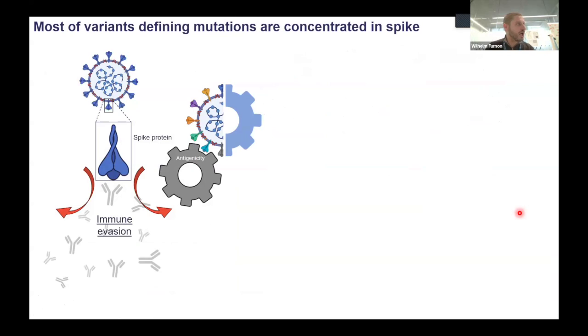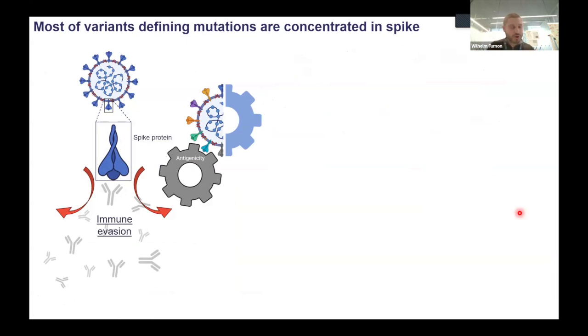And then it is known that most of the variant-defining mutations are highly concentrated in spike. Obviously, all over the genome there are mutations popping up, but it turns out that most of them are concentrated in spike. And this is probably because this is where the pressure of selection is acting the most.